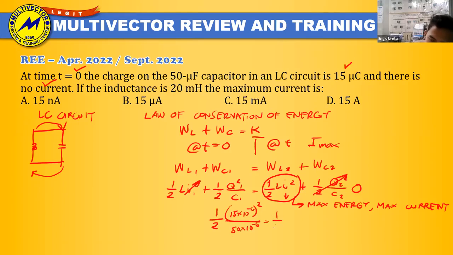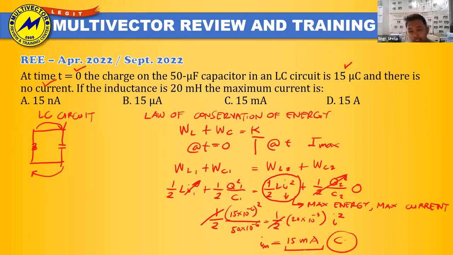Which is just equals to 1/2 our inductance, which is 20 millihenry, times our current at that particular instant, which is actually our maximum current. Okay, so cancel lang yung 1/2. Pag sinunod natin to, our current, which is the maximum current, is just equals to 15 milliampere. Okay, so letter, yun yung question number 16 natin.